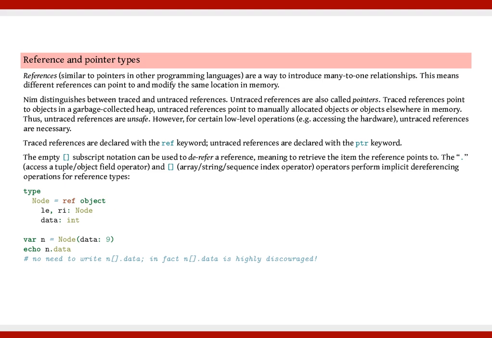type Node = ref object. le, ri: Node. data: int. var n = Node(data: 9). echo n.data # No need to write n[].data. In fact n[].data is highly discouraged.